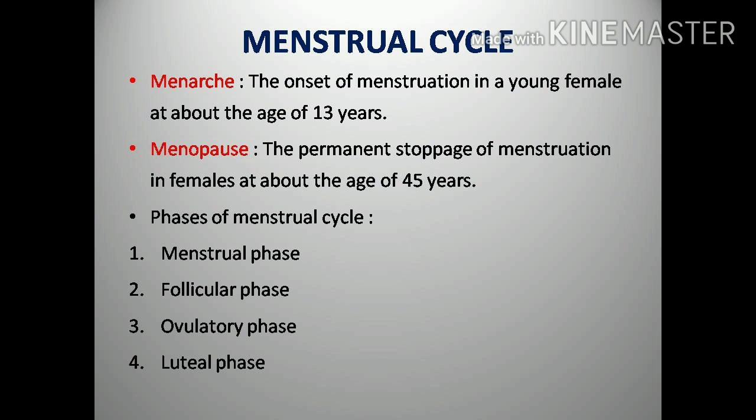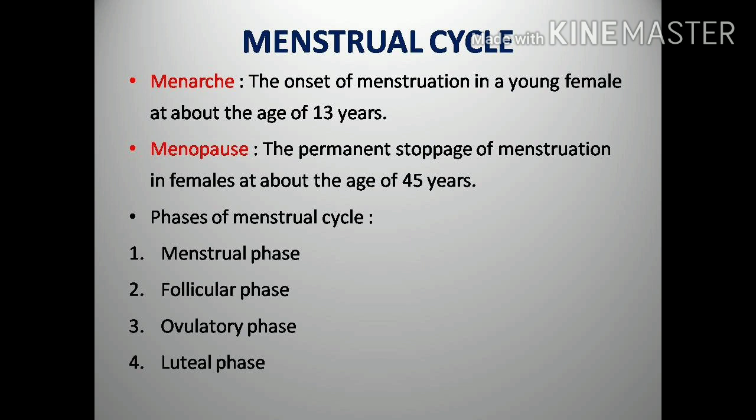Menopause is the permanent stoppage of menstruation in females at about the age of 45 years. There is also variation here. Menopause is the permanent stoppage of the menstrual cycle. Usually it takes place at the age of 45 years. That is called menopause. Pause means stop. In the menstrual cycle, we can see four phases.